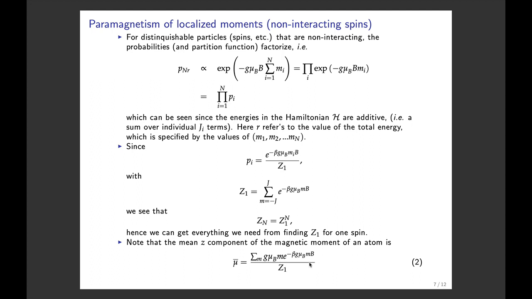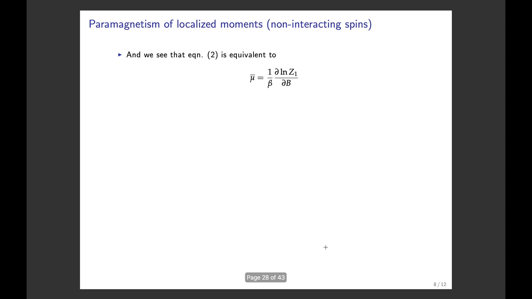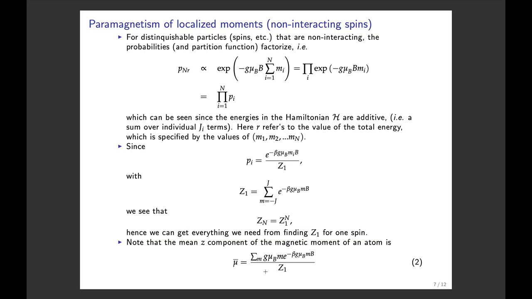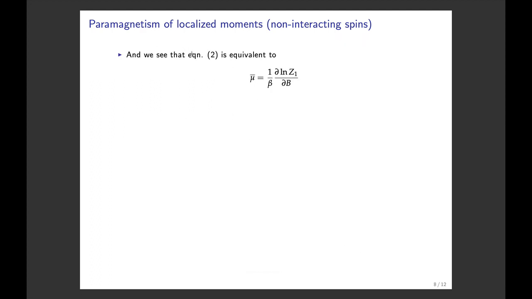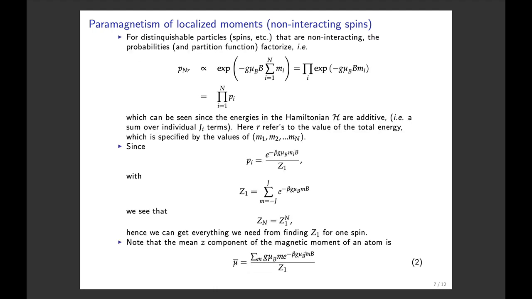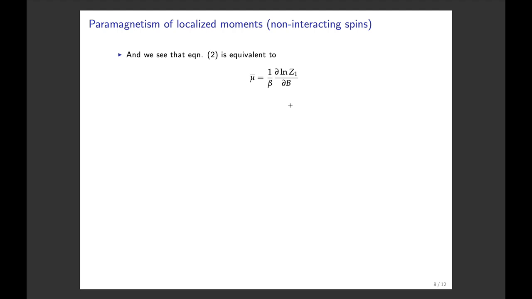And if you look at that, you can work out that, in principle, you could find it by doing this big sum, but the nice thing about the partition function is you can see just by plugging in the logarithm of Z1 here that mu bar is 1 over beta times the partial derivative of the logarithm of Z1 with respect to the magnetic field B. You see how that works? When I take those derivatives of an exponential, I pull out this term times the same exponential out front. So you can see how that works. Just plug it in and try it yourself.